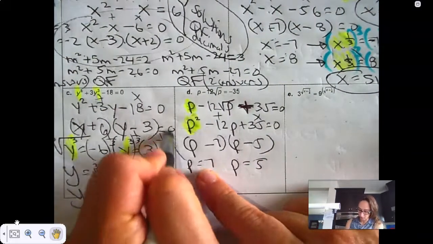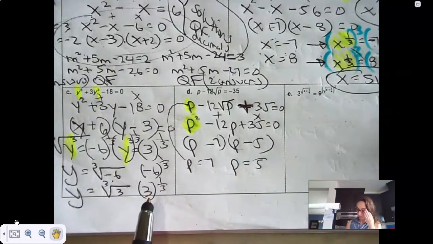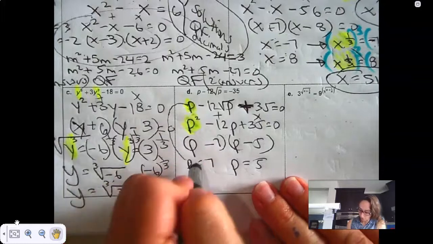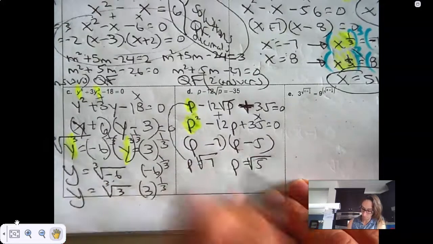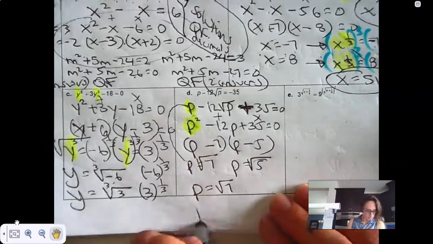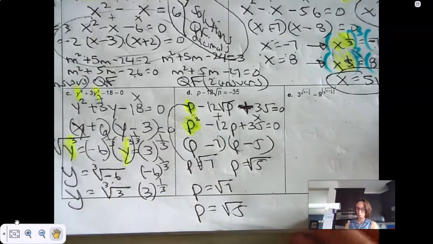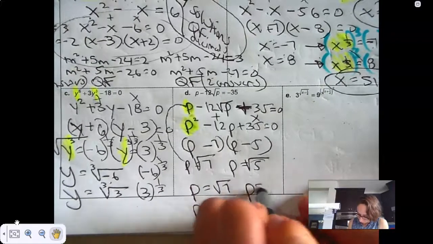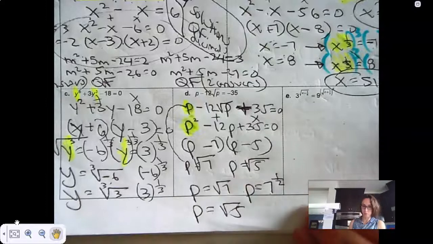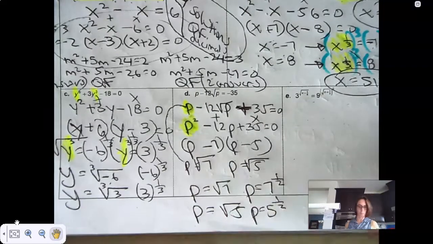But it's actually smaller. So I don't know if you can notice, but it's kind of like it's taking it to the 1/2. So it's actually square rooting. So p equals the square root of 7, and p equals the square root of 5. Or p equals 7 to the 1/2. I want you to see how those are equivalent. P equals 5 to the 1/2. Okay? I want to make sure you understand how to do things in rad form and exponential form.